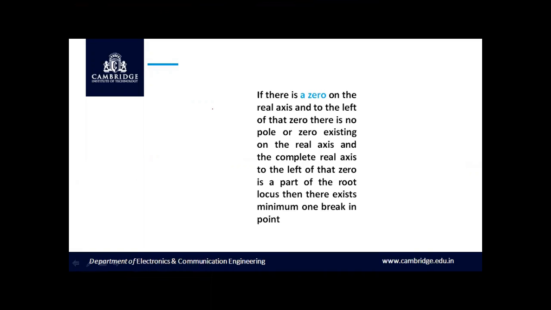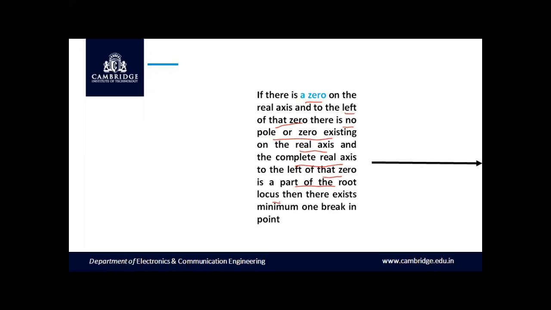Let us take another special case for the same rule number 6, in which there is a zero on the real axis, and to the left of that zero there is no pole or zero existing on the real axis, and the complete real axis to the left of that zero is a part of the root locus. Then there exists a minimum of one break-in point. So let us take this example.